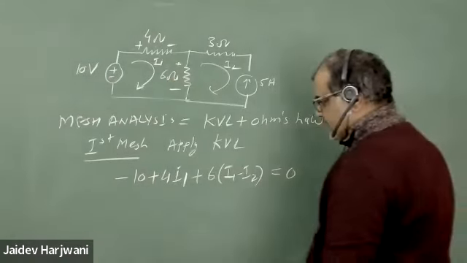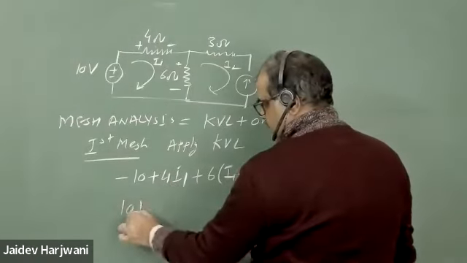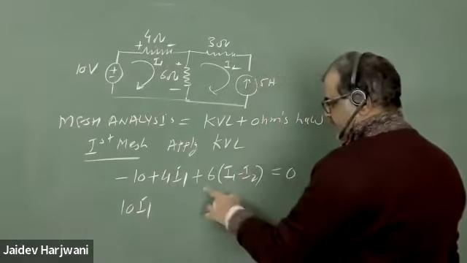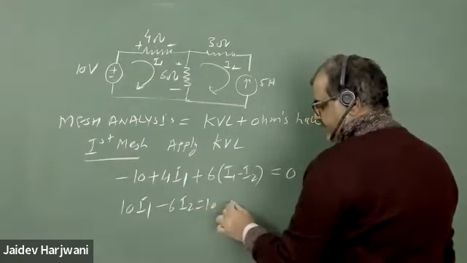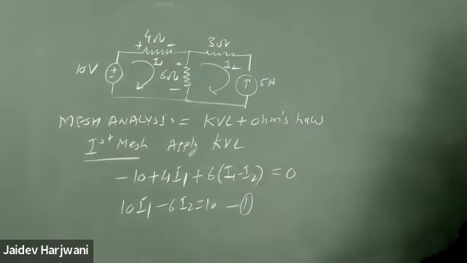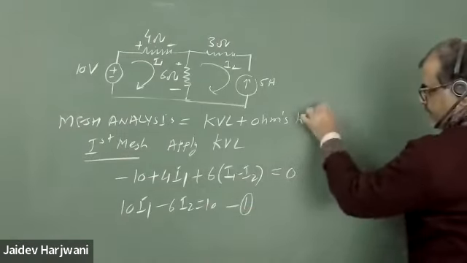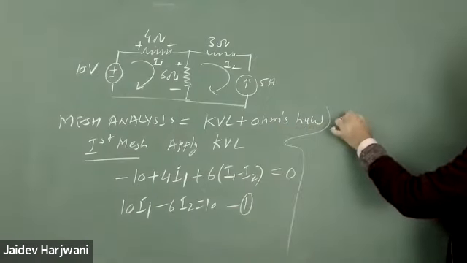So what will I get? 4I1 plus 6I1 is 10I1, and then I have minus 6I2 equals 10. So this is equation 1 from mesh 1. Now similarly, you can choose the second mesh.